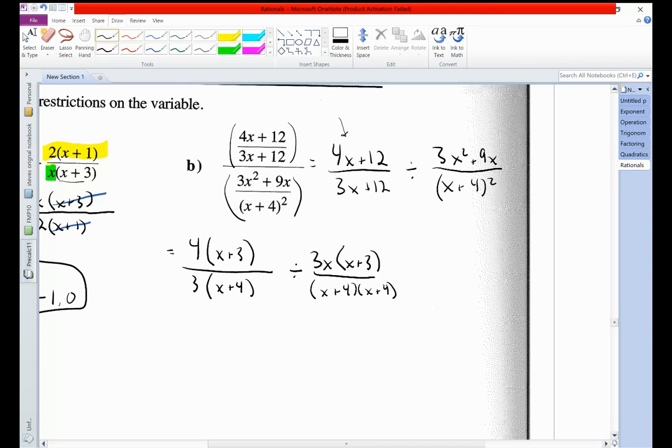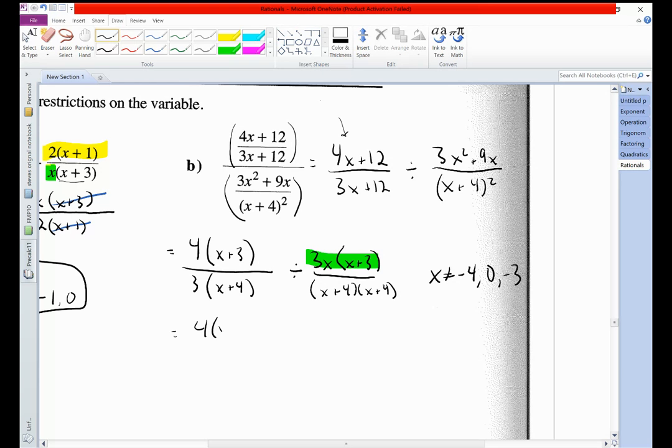Now that things are factored, we can state our non-permissible values. So we have a lot of plus 4s in the bottom, so x can't equal negative 4. But we also know that when we flip this second term, that all of this is going to end up in the denominator, so x also can't equal 0 or negative 3. All right, so now let's flip.